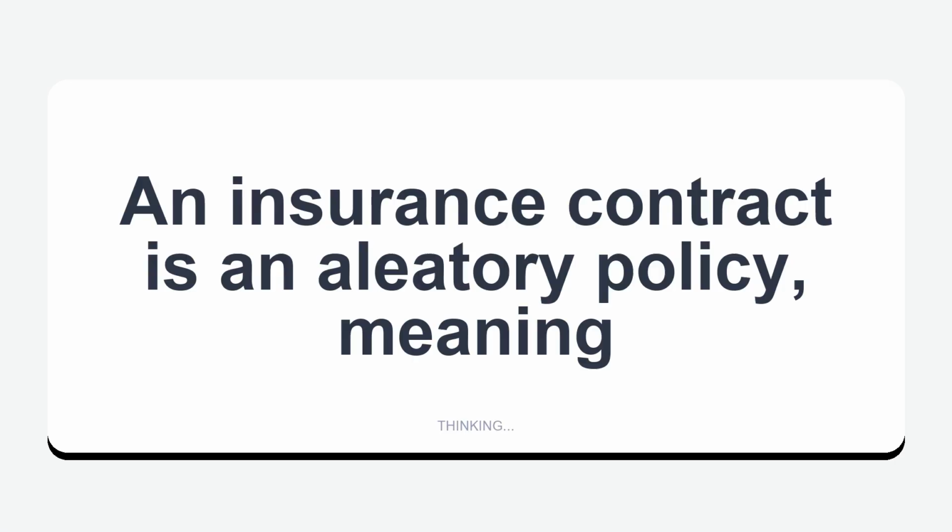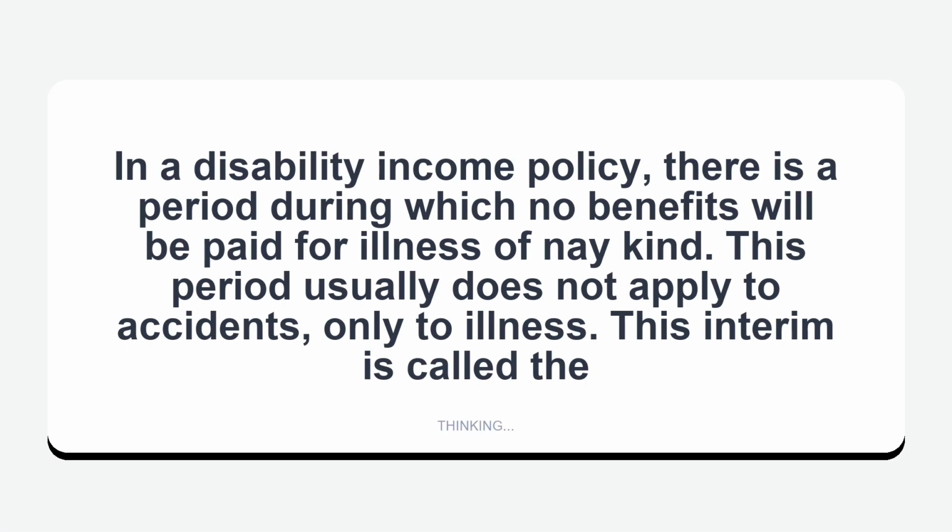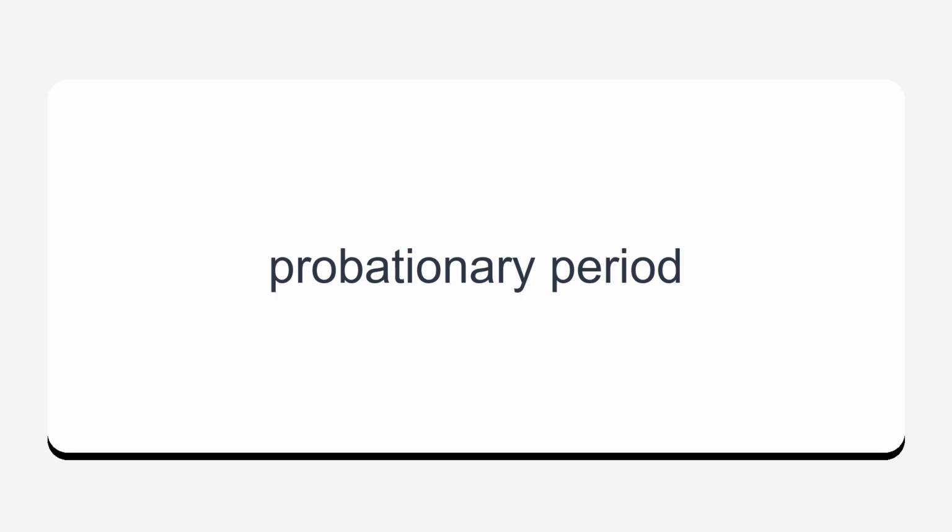An insurance contract is an aleatory policy, meaning equal value is not given by both parties to the contract. In a disability income policy, there is a period during which no benefits will be paid for illness of any kind. This period usually does not apply to accidents, only to illness. This interim is called the probationary period.